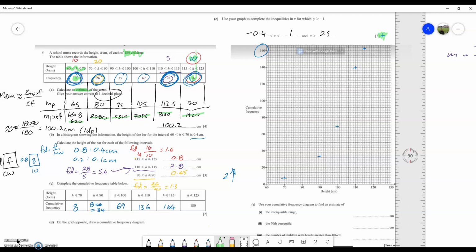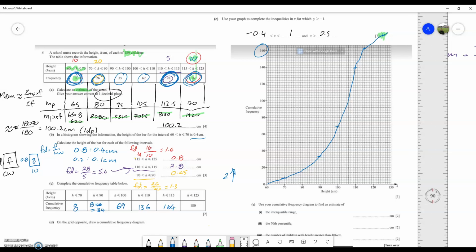Then we need to make sure we start with frequency at 0 because there is nothing below 60 from our scale. So not a point, but just keep that as a line. Actually, I'll do that properly and get rid of it. And then we need to try and do a smooth curve that goes through all of our points. Obviously, this is going to be an estimate because it's done by hand, but what we can control is making sure that our line goes through all the points.